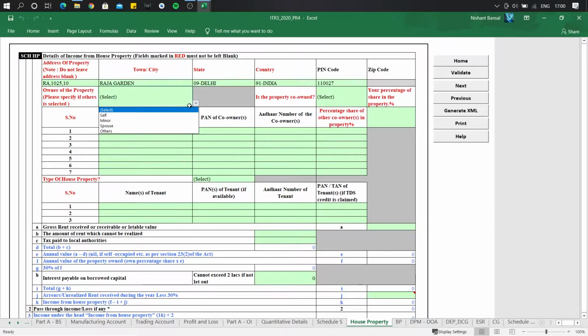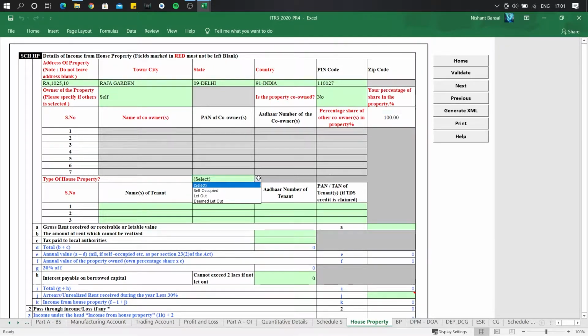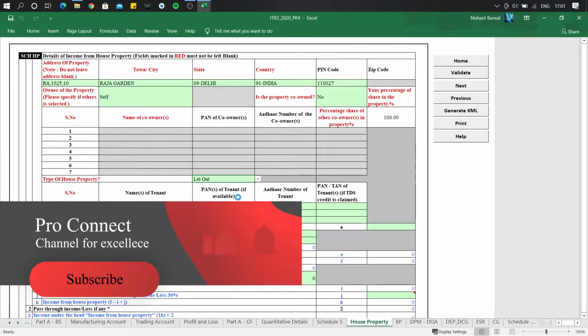Okay, so owner of the property, self. Is the property co-owned? No. So you all can see that it automatically becomes gray cells here the moment we selected no in the cell of is the property co-owned or not. Okay, so type of house property, let out.